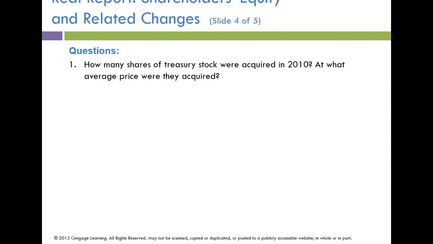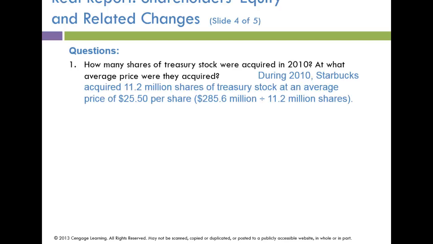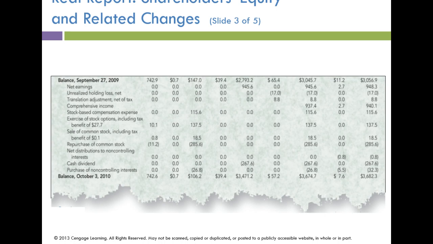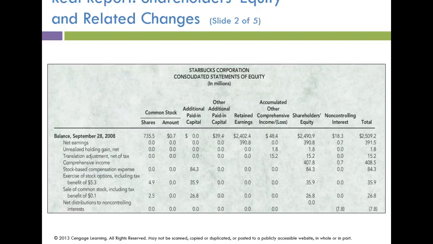And our job here is to try to determine where we put various aspects and what we record in the stockholders' equity section. How many shares of Treasury stock were acquired in 2010? At what average price were they acquired? During 2010, Starbucks acquired 11.2 million shares of Treasury stock at an average price of $25.50 a share. So if we go back here and look at our Treasury stock, exercises stock, Treasury stock, sale of common, balance, net earnings.